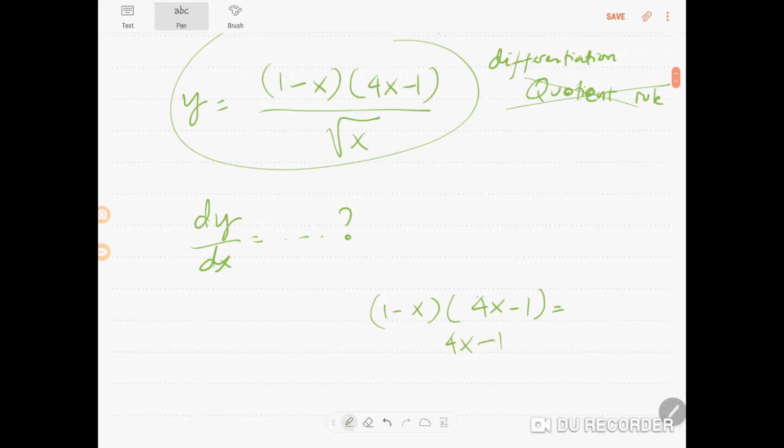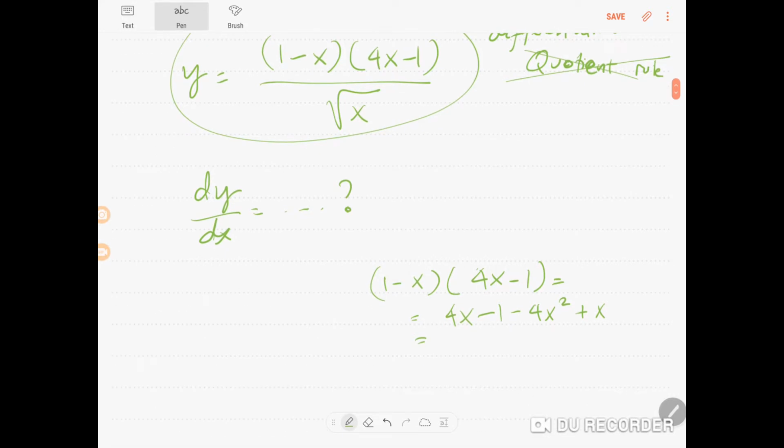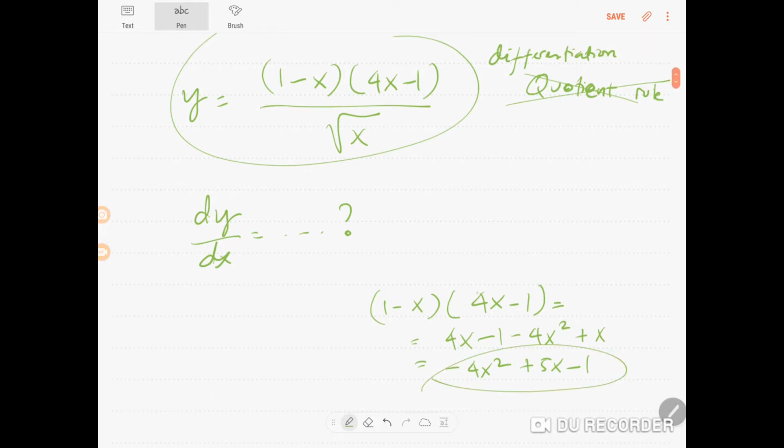and 1 times negative 1 is negative 1, negative x times 4x is basically negative 4x squared, and negative x times negative 1 is basically positive 1x, alright? So if you want to try to simplify this, basically you will have negative 4x squared, 4x plus x will be 5x, minus 1. So this is the simplest form for the expansion of, in this case, the numerator, right?